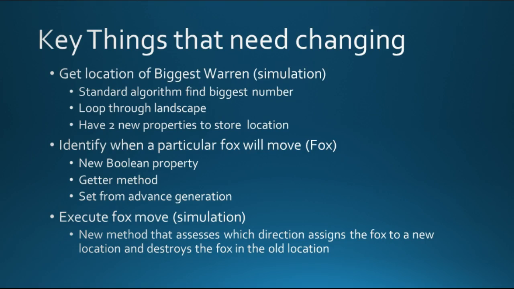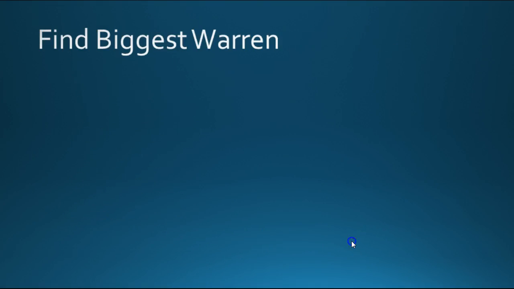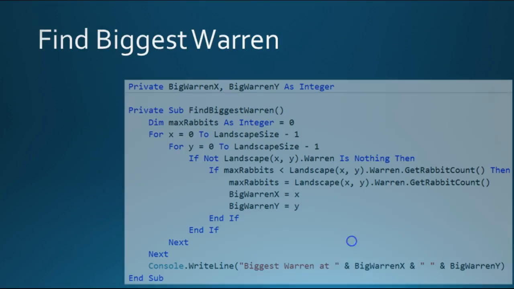If you are not keeping up with all these things, I suggest you go back to the code, make sure you understand what the problem is, run through the simulation and think, oh yeah, okay, I can see that if a fox stays in a certain location, it's possible that it won't have enough food to eat. However, if it was to move towards the biggest warren, it is more likely that it will have enough food to eat. So, let's get on with it. Let's find the biggest warren.